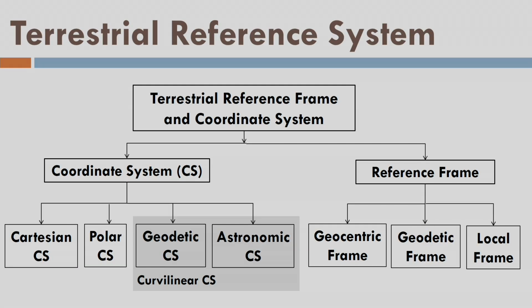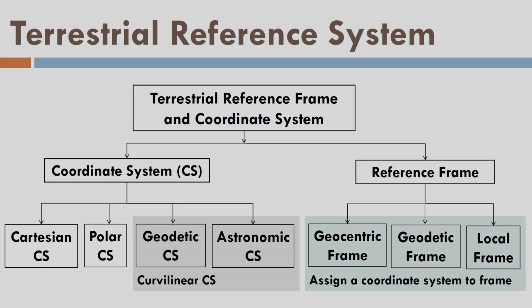In the next lecture, we are going to perform the transformations between coordinate systems and between reference frames, and how we can change the geocentric reference frame. All these things we are going to learn in the next lecture. Before concluding, these are curvilinear coordinate systems, that is geodetic and astronomic, and we have to assign a coordinate system to a frame so that we can measure the coordinates in a given reference frame.